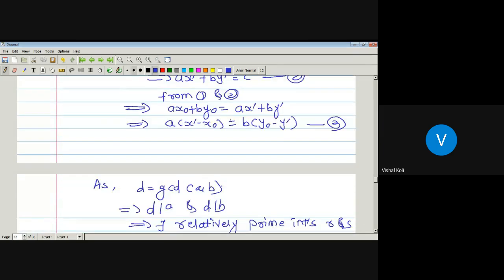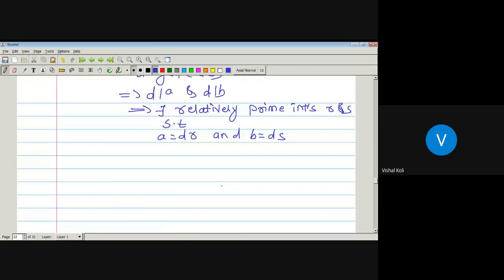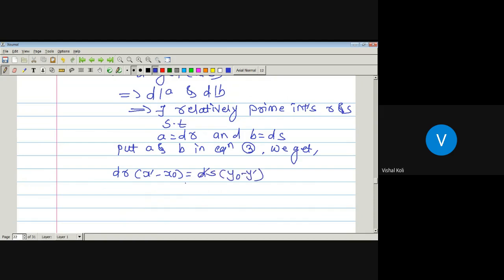Now just put that value of a and b in equation number 3. Putting a and b in equation number 3, we get d into r into (x' minus x₀) is equal to b, which is nothing but ds, into (y₀ minus y'). This d is the greatest common divisor, which means it is greater than 0. Just divide both sides by d. We get r into (x' minus x₀) is equal to s into (y₀ minus y').